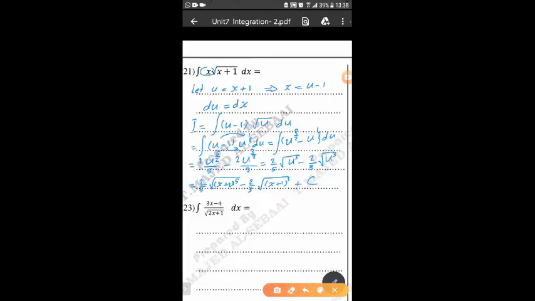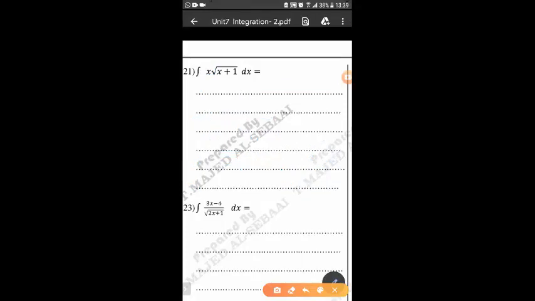Here I want, please take a screenshot so I can tell you something interesting here in this question 21. In the previous solution, we said let u equal x plus 1, and we completed. And the answer was easy. And this substitution made my question easier than it was. So it worked, right?